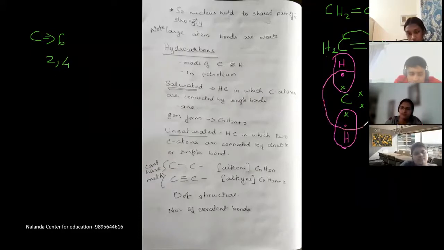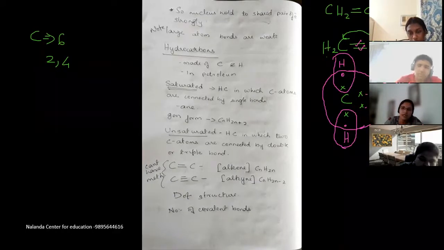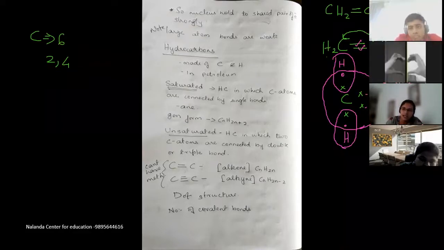And now what happens? You have to see there are 2 bonds. 2 bonds means 2 electrons are going to be claimed by the carbon. 2 electrons of the other carbon are going to be claimed by the carbon. This particular carbon is going to claim this hydrogen's electron, and since 2 bonds are there, 2 electrons of the other carbon are going to be claimed by this guy. Are you guys clear with this?